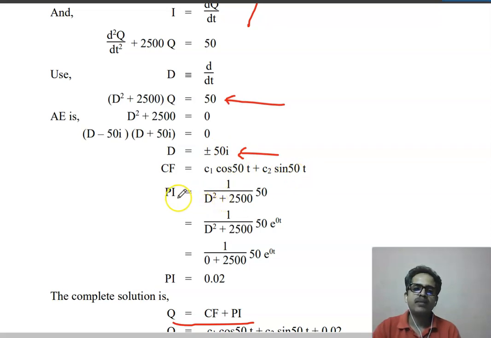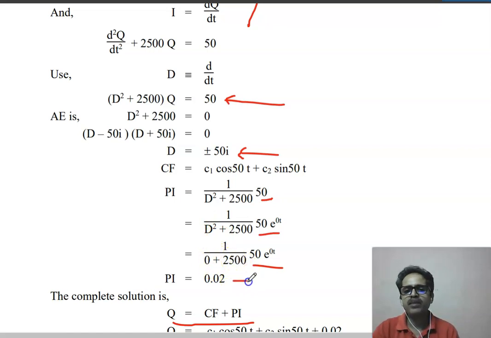Then you find PI. 1 over phi D acting on the right side f of t. 20 is written as 20 e raised to 0t. So it has the type e raised to ax type. The role of a is played by 0 and the role of x is played by t. So you have to put D is a, that is D is 0, and this function remains as it is. Put D is 0 and we find here the denominator is non-zero. When you put D is 0, the denominator is non-zero. That means the formula is working.